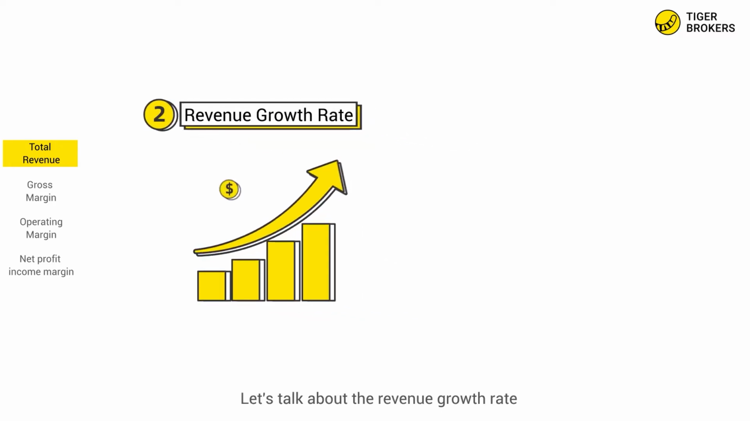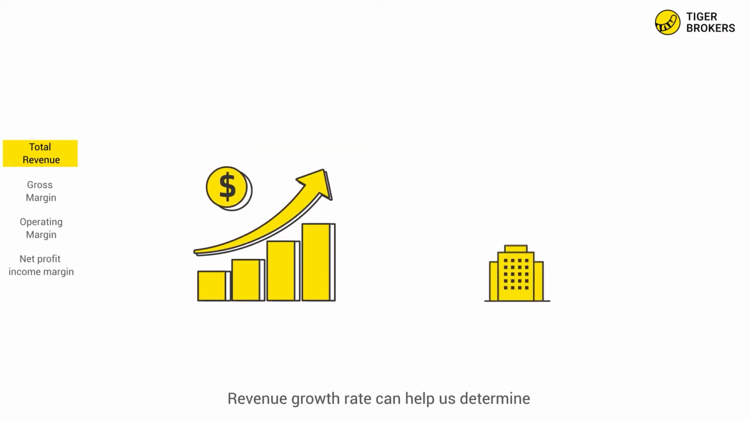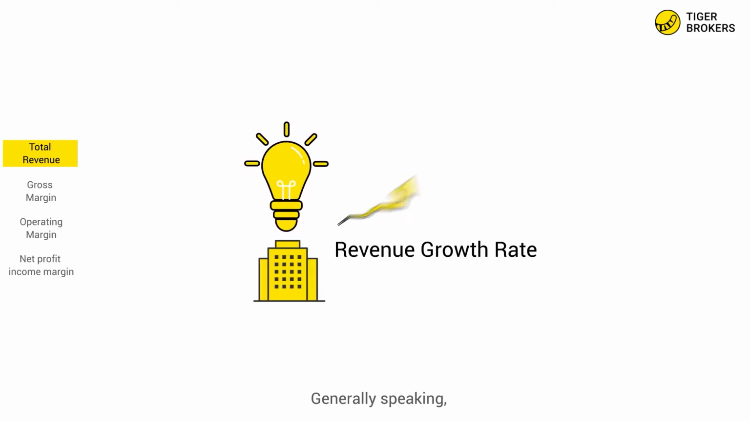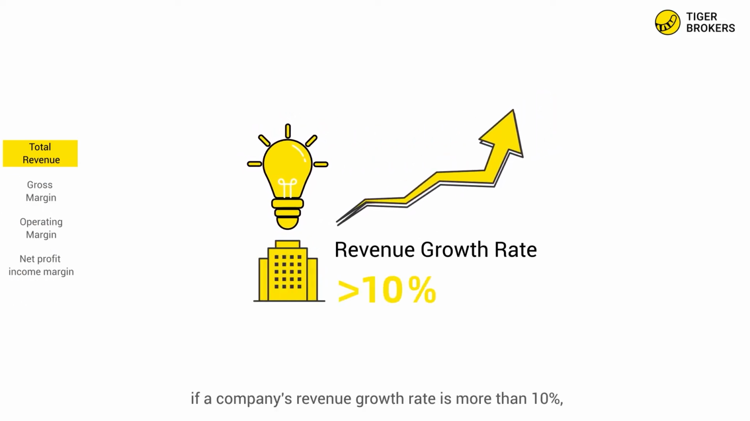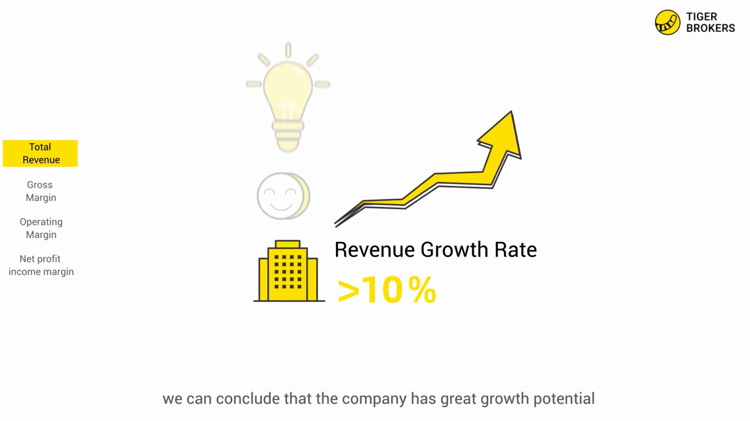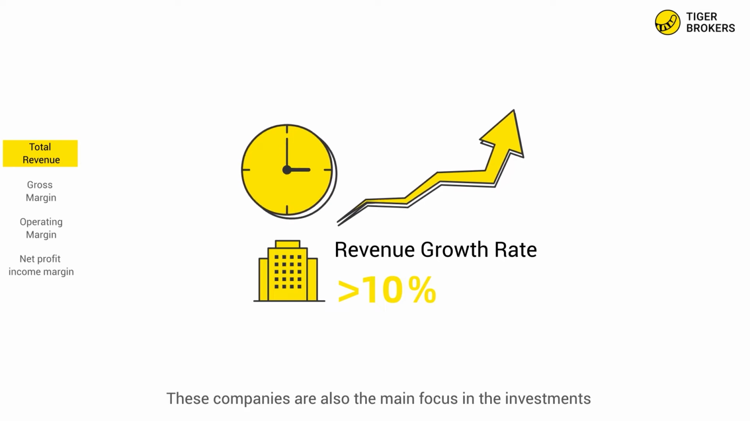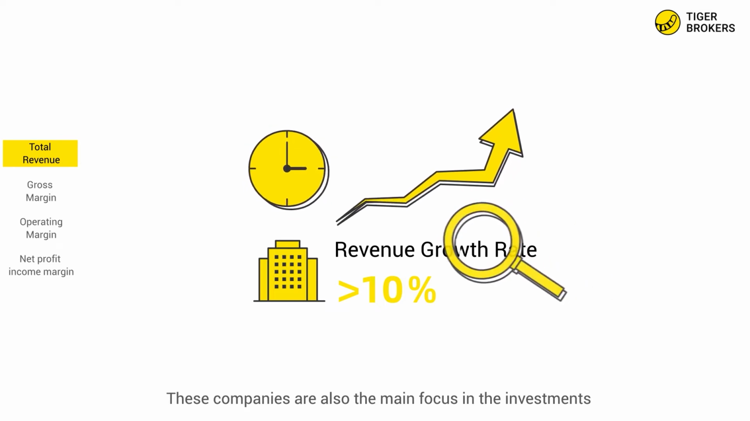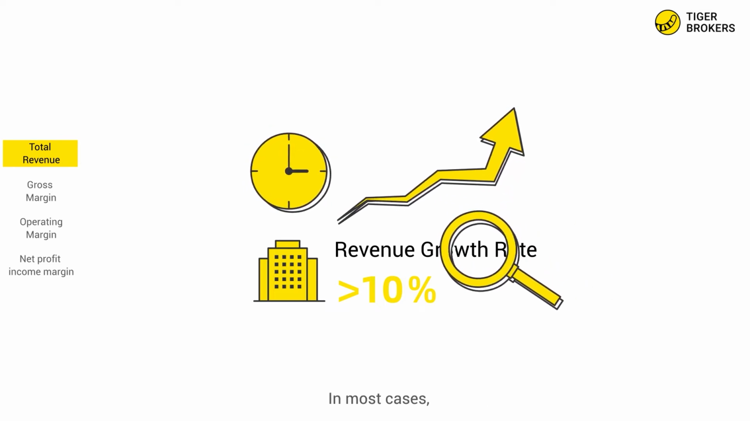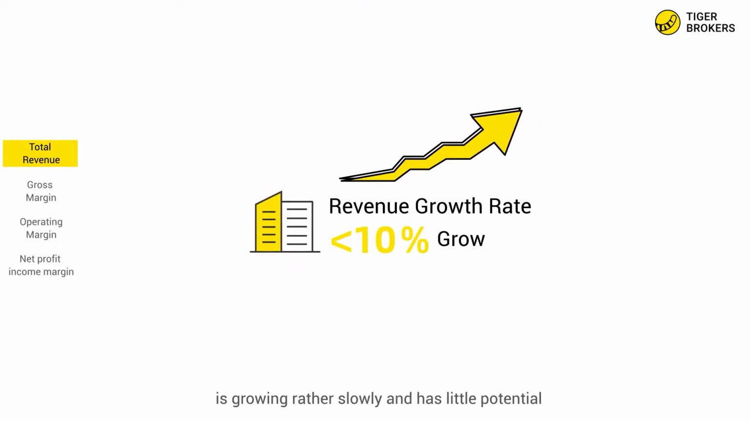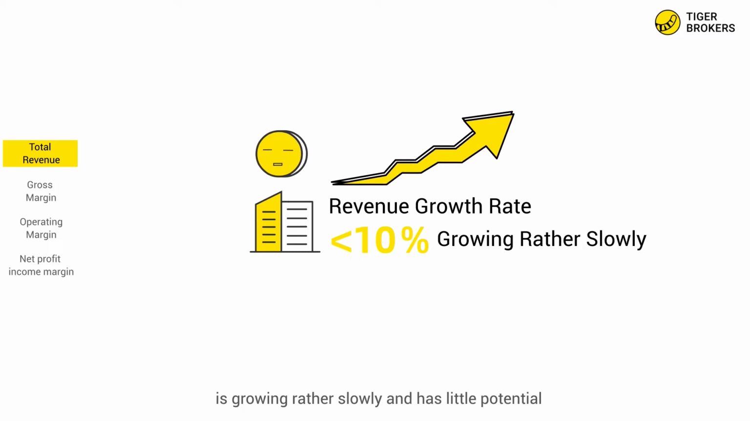2. Revenue growth rate. Let's talk about the revenue growth rate. Revenue growth rate can help us determine whether a company has growth potential. Generally speaking, if a company's revenue growth rate is more than 10%, we can conclude that the company has great growth potential. These companies are also the main focus in the investments. In most cases, a revenue growth rate below 10% shows that the company is growing rather slowly and has little potential.